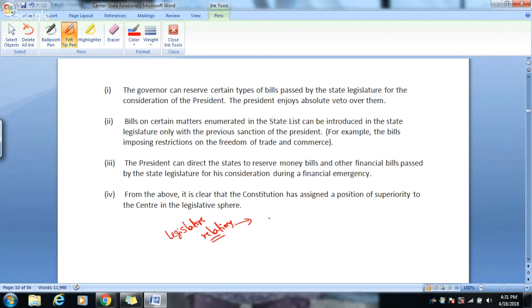We will see in the next video what the executive relations between the Center and state are.